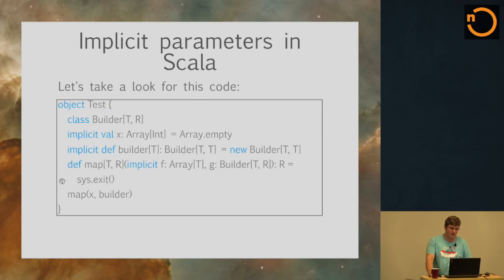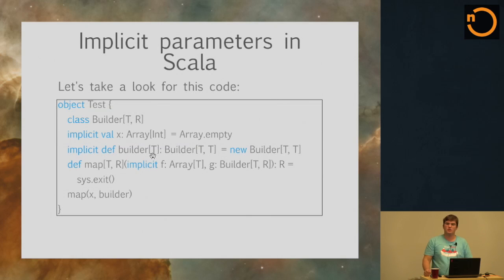So here we have a map function with two generic parameters and two implicit parameters. First of them is an array of T, and second is a builder of T and R. And we want to return R. So we have two implicit values. First is just an array of integers, and second is a builder of T to T. So why not pass them implicitly or explicitly?